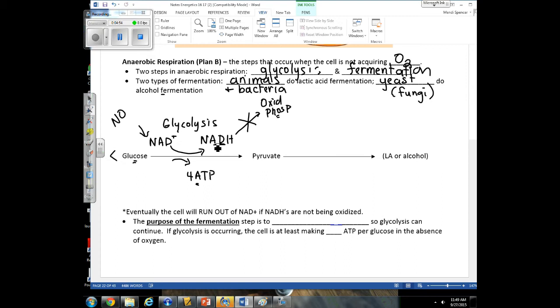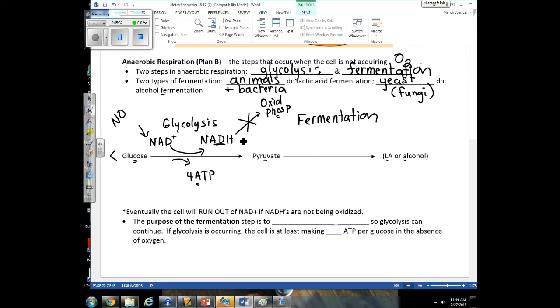So this is where fermentation comes in. And in fermentation, pyruvate, which is the molecule that's produced at the end of glycolysis, is going to be converted to lactic acid or alcohol. So this step is showing you what is taking place in the fermentation step. Fermentation is going to help out this process of glycolysis by re-giving it or regenerating some NAD+.